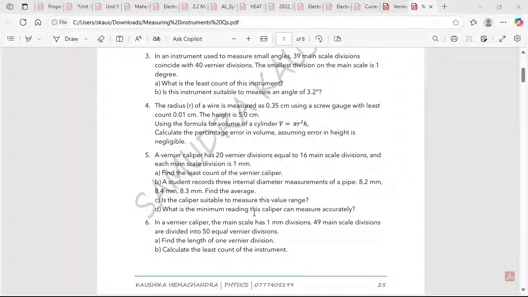Revise the least count theory before you come for the class next week, because you will forget it in one week. How that A came, what is N, what is vernier scale division, what is main scale division. You will forget all that.